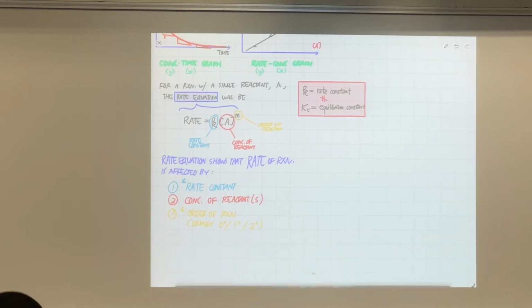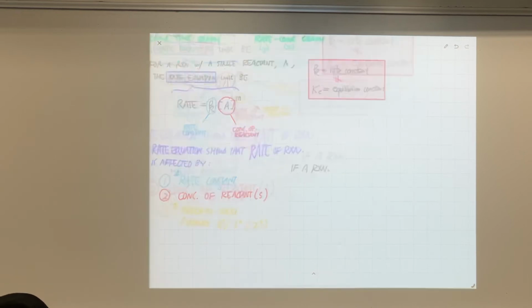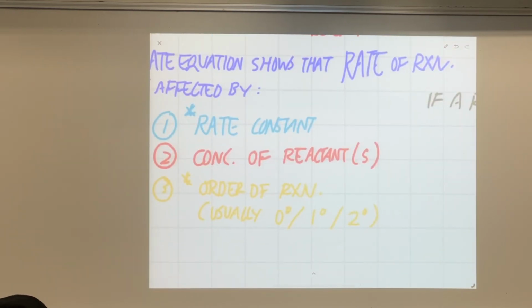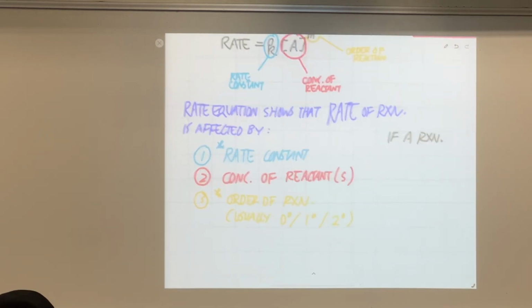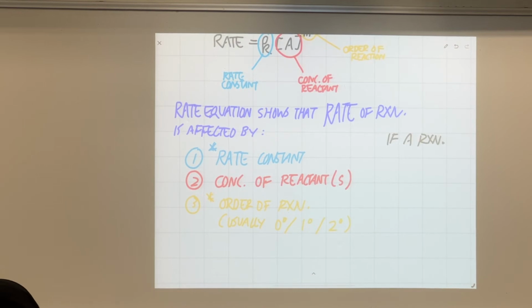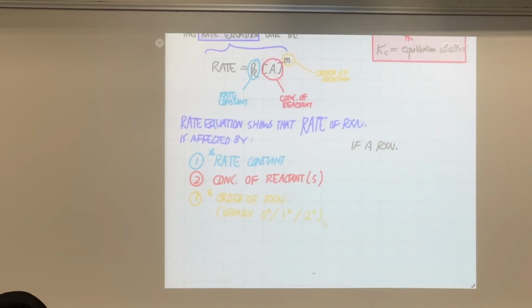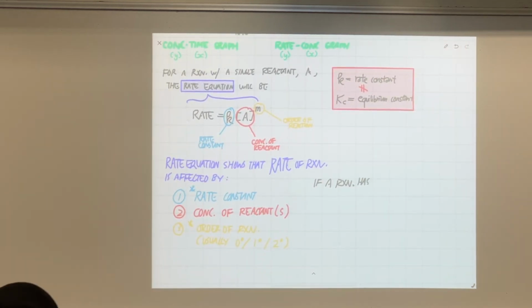And if a reaction has more than one reactant, let me not use yellow from this point on. But it says order of reaction. It is usually zero order, first order, or second order. You will know what these terms mean shortly. What does zero order mean, first order, second order? But put it down first. There is also a degree sign in here. So what about if a reaction has more than one reactant?